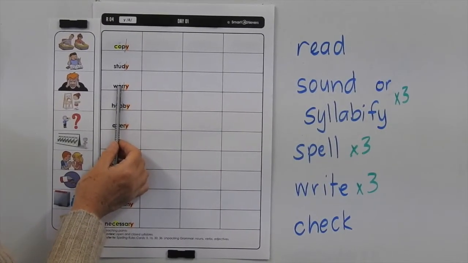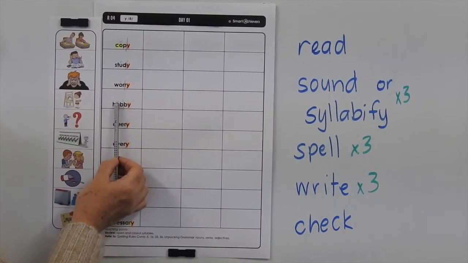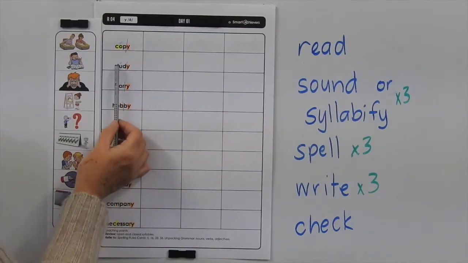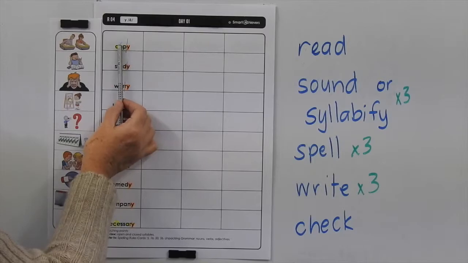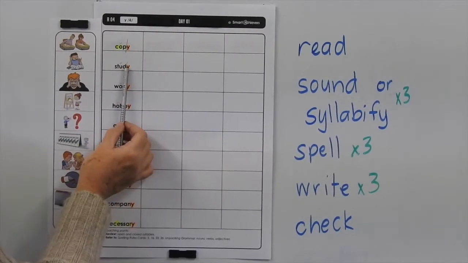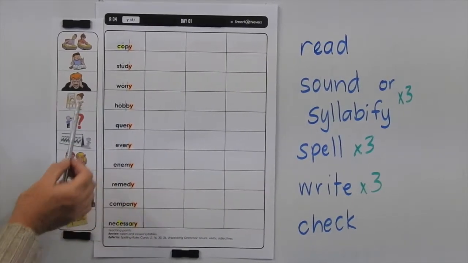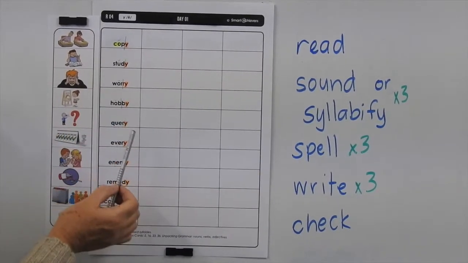Worry, you've got that short vowel sound there. Hobby, now here you're getting into short vowel and doubling the consonant. There's not many words where we have a short vowel and we don't double the consonant. The general rule is short vowel, double the consonant. So just be aware of the ones that we're not doing that with.